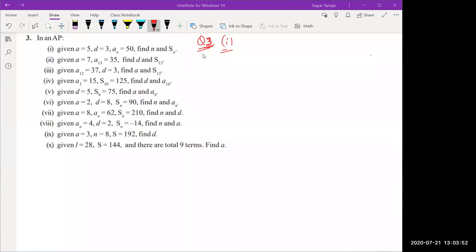Question number 3, part 1. First term is given, a is 5, and common difference is given 3, where nth term is given 50. We have to calculate the value of n. It is all based on direct formulas. We have to calculate the value of n and we have to calculate the value of Sn.